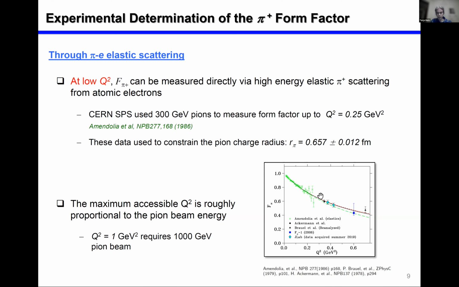So that's really rather limited at low Q-squared, low energies, low momentum transfers. These data are nevertheless very important, of course, because they helped us to constrain the pion charge radius. And so the accepted value is shown here. And just to give you an idea, why are we limited in Q-squared?